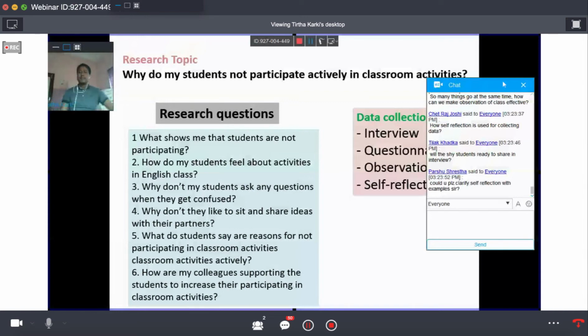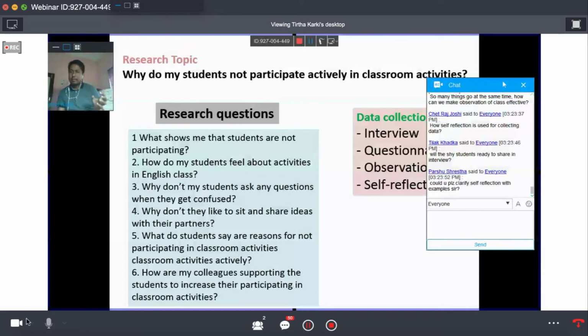What Sajan did in his self-reflection process was that I asked him to write what happened in his class when he implemented his intervention strategies. Every day Sajan wrote what was happening in his classroom, whether his intervention strategy was working or not, and what was working and what was not. He wrote every day, and then he shared the progress with me. So I think I answered Parsu sir.